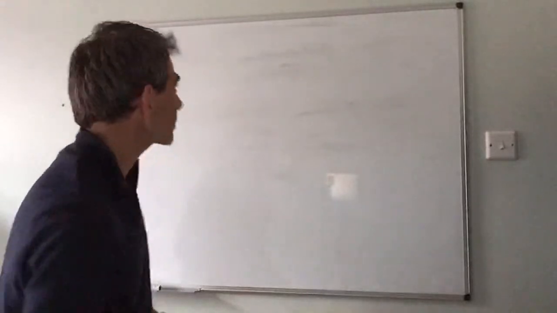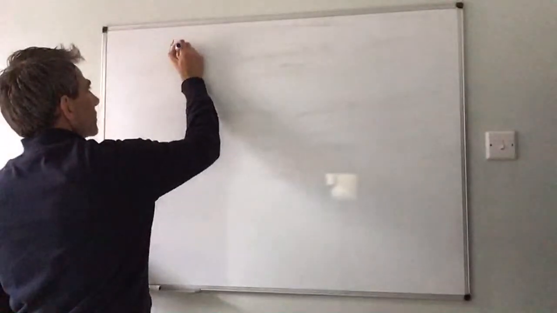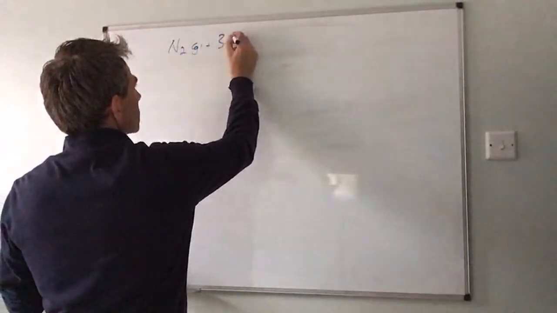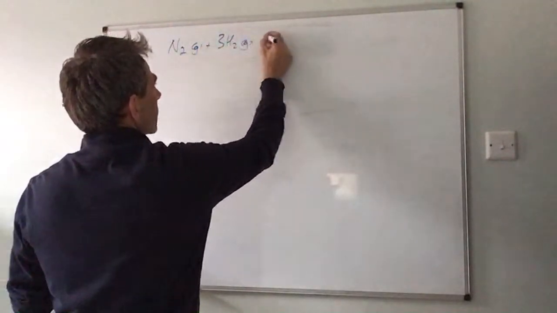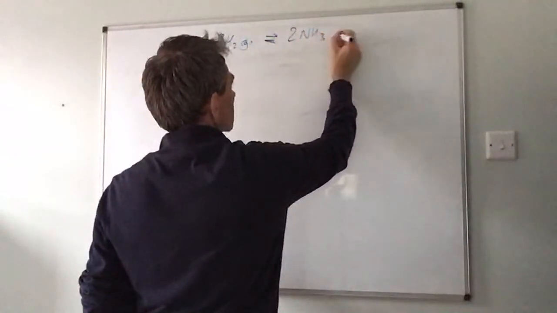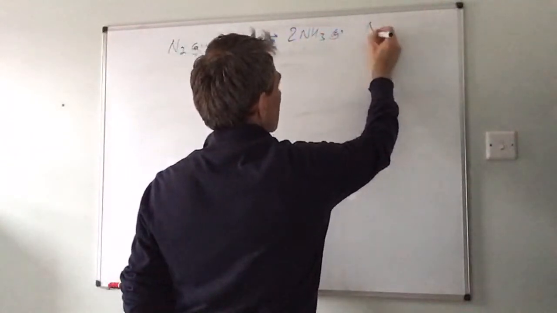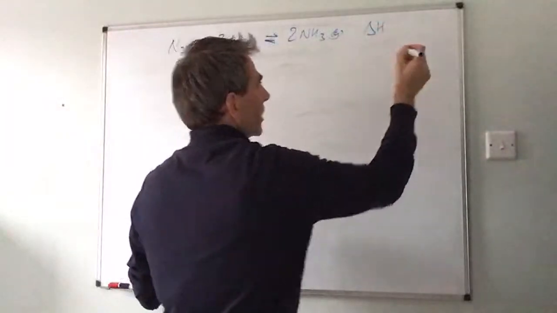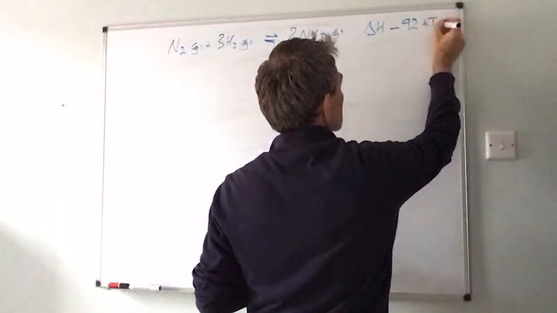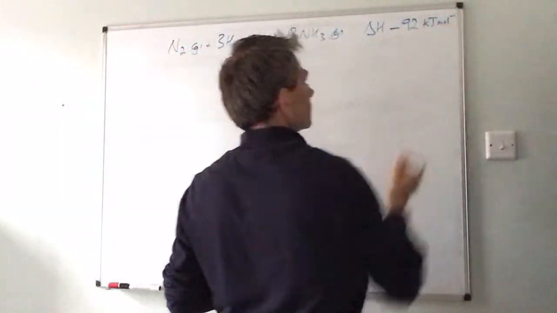So I'm going to use a different one. I'll use the classic Haber process one. So that's nitrogen, N2 gas, 3 moles of hydrogen gas. I'll bet you're sick of this one. 2 moles of NH3 gas. And the delta H, I know this off by heart, is minus 92 kilojoules per mole.